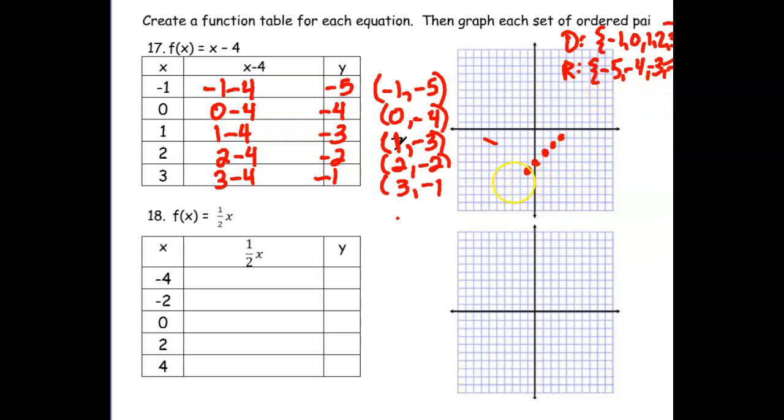But if I connected these points and made them continuous like this, and made a line, my domain would be different. Actually, it changes. So my domain would be all real numbers because that line goes on and on forever. And my range would also be all real numbers. So be careful to note the difference between when you have individual points and when the points are connected and a line is made out of it.